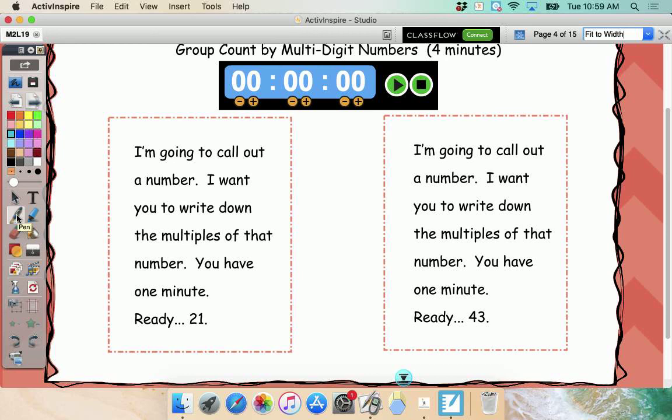Our strategies when we did long division before was to skip count. Okay? So right now, what we're going to do is practice skip counting, but it's going to be with 2 digits. Before it would just be like skip count by the 6s or skip count by your 3s.